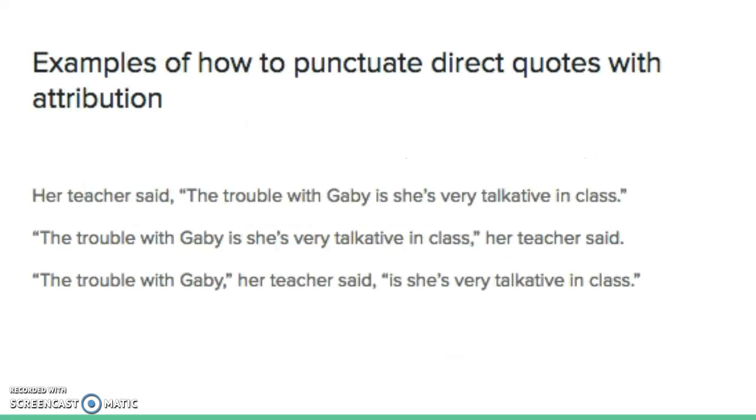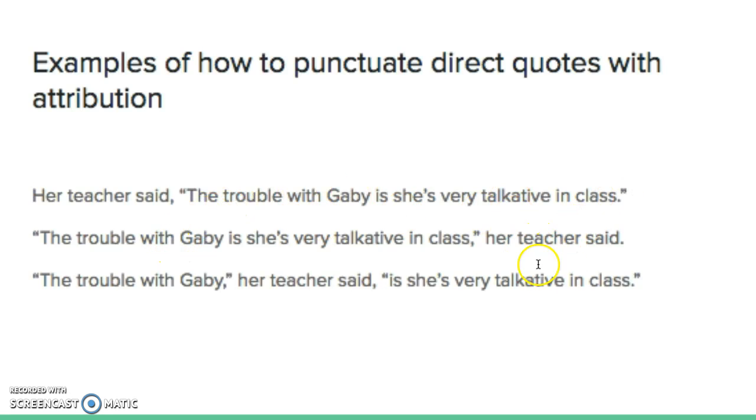So here are some examples of how to punctuate direct quotes with attribution. There are 3 examples here. The first one starts with the attribution coming first. Her teacher said, comma, notice the comma here, setting off the attribution from the quote, and then you start the quotes. "The trouble with Gabby is she's very talkative in class." And then there's a period at the end, right here, and then you put the quotation marks outside of the period.